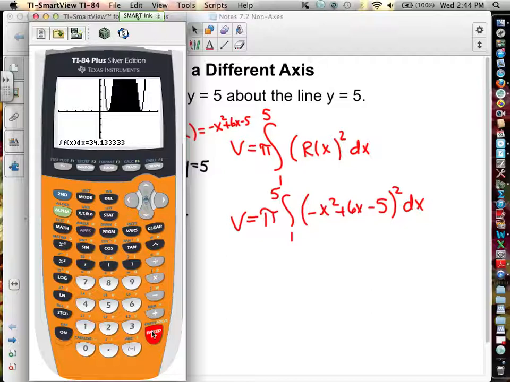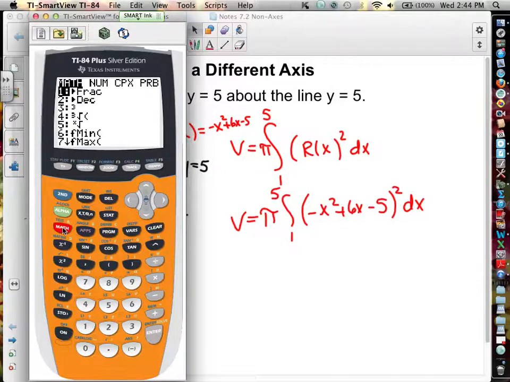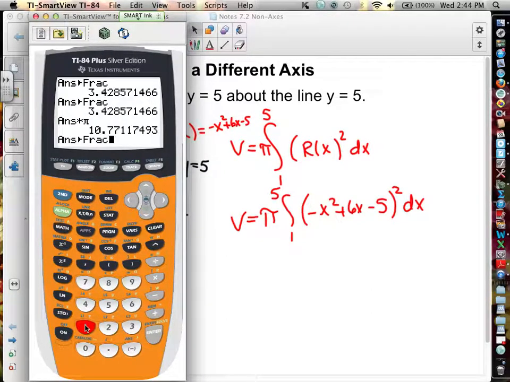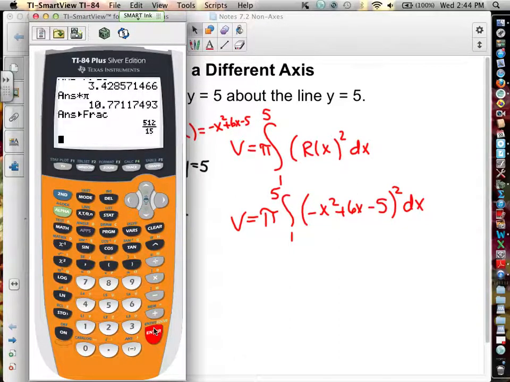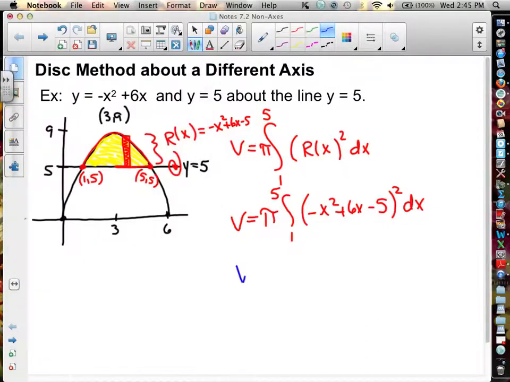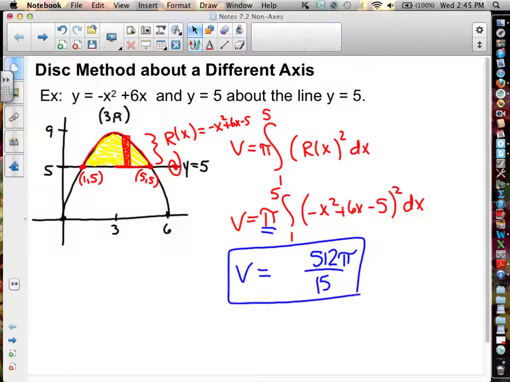My calculator gives me 34.133. We can convert that to a fraction. Enter. 512 over 15. So my volume will be 512 over 15, and then don't forget the pi out in front, multiplied by pi. So I got an exact value for that volume. So that's a disk method when the axis of rotation is something other than the x-axis.